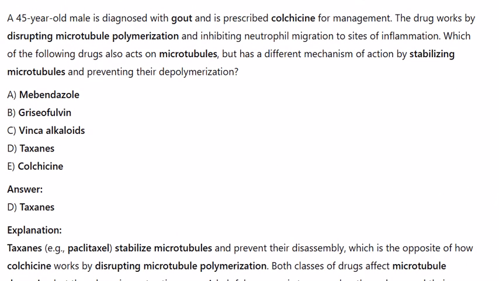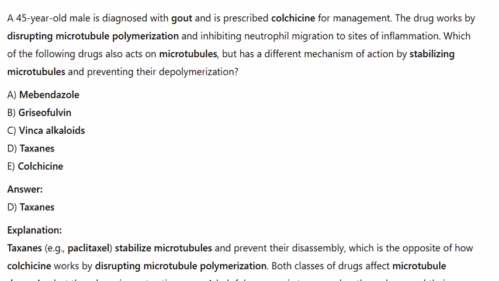Here is an additional USMLE-style question that includes the mnemonic. Question. A 45-year-old male is diagnosed with gout and is prescribed colchicine for management. The drug works by disrupting microtubule polymerization and inhibiting neutrophil migration to sites of inflammation. Which of the following drugs also acts on microtubules, but has a different mechanism of action by stabilizing microtubules and preventing their depolymerization? A. Mebendazole, B. Griseofulvin, C. Vinca alkaloids, D. Taxanes, E. Colchicine.